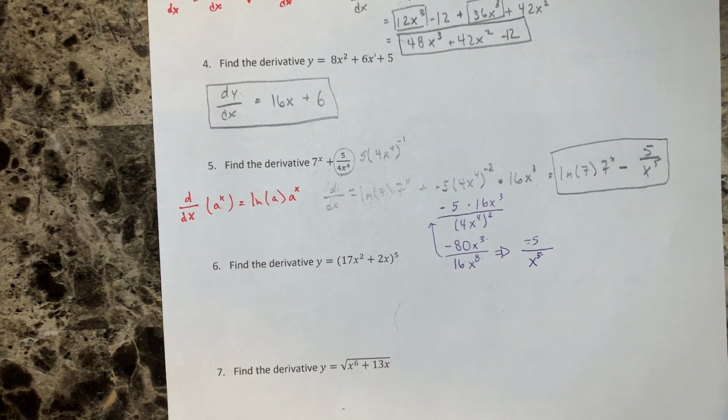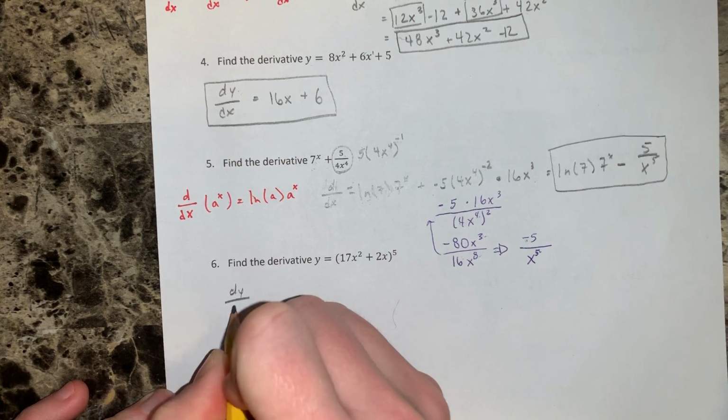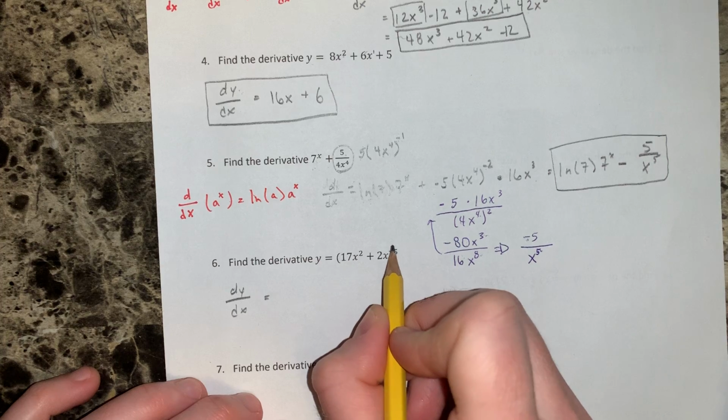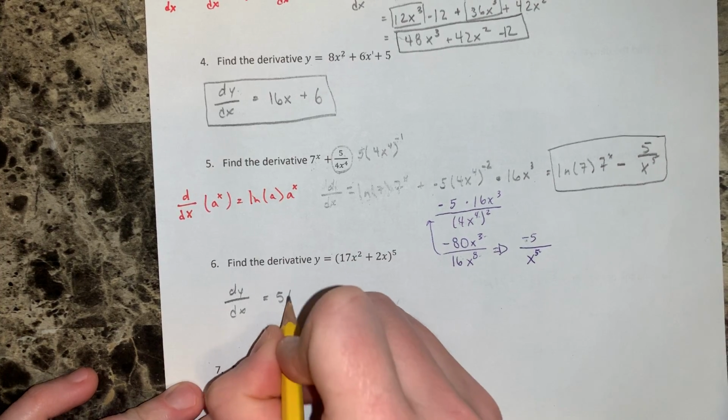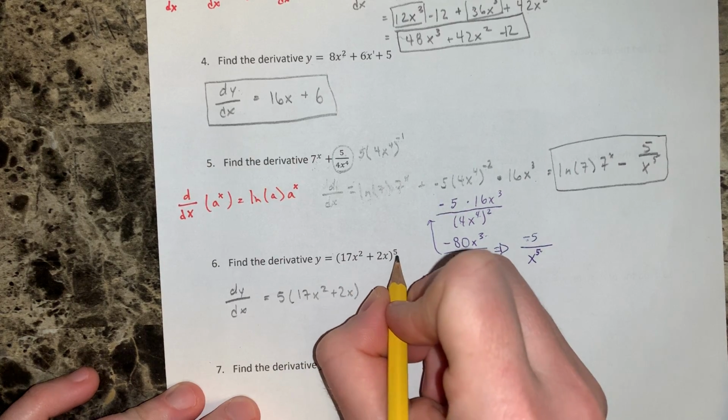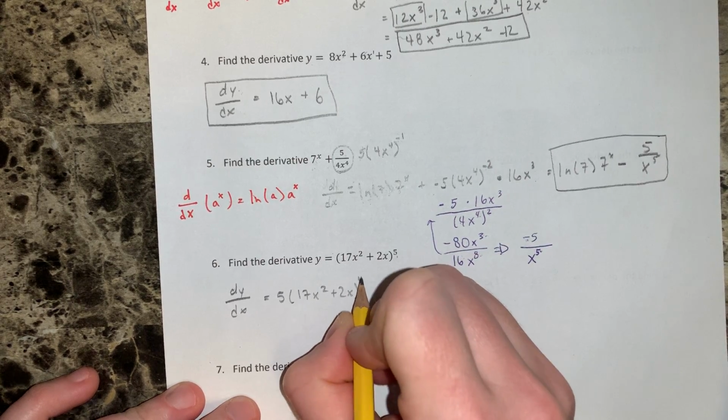So number 6, we're just going to use the chain rule. So I'm going to take the derivative of this guy. The 5 is going to come in front. So I'm going to have 5 times 17x squared plus 2x, and then 5 minus 1, which is 4.